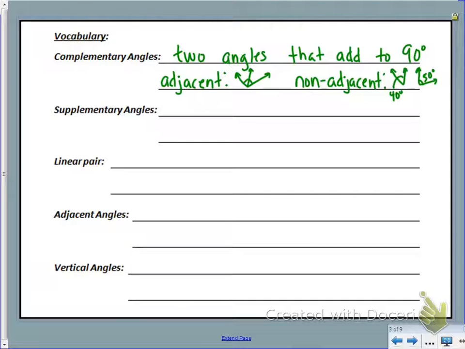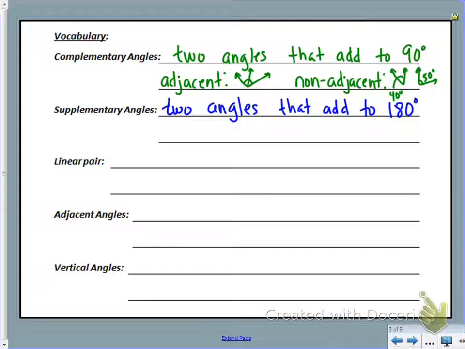Supplementary angles is very similar, only their sum would be 180 degrees. So supplementary angles are two angles that add to 180 degrees. Once again, we could have adjacent supplementary angles and we can have non-adjacent supplementary angles.